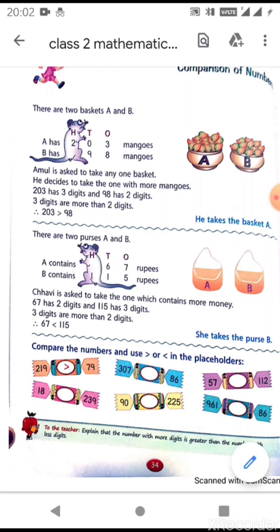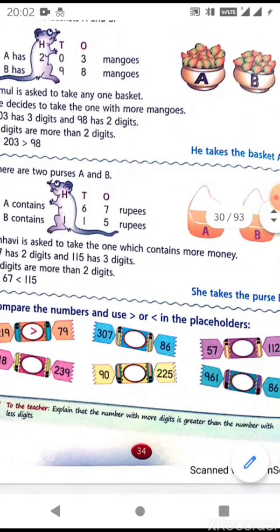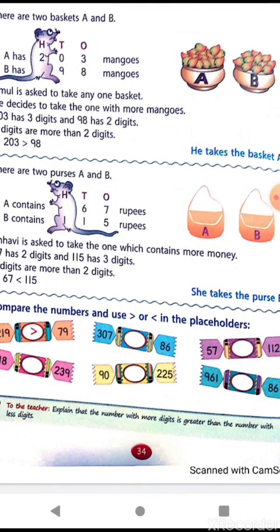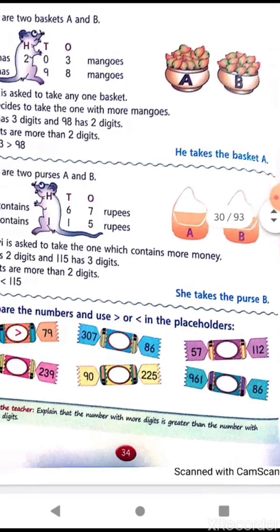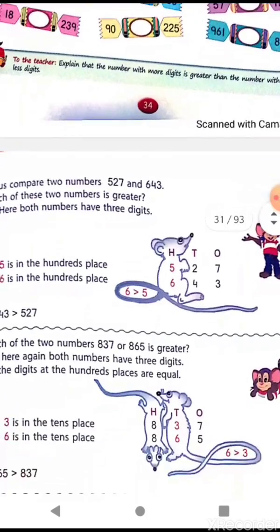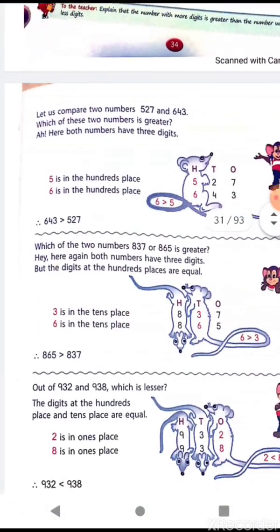Now, the exercise is to compare the numbers and use the greater than sign or less than sign in the placeholder. For example, given is 219 and 79. You have to put the sign of greater than or less than in the placeholder. When we compare two numbers, the number with more digits is always greater than the number with fewer digits. Now move on to page number 35.